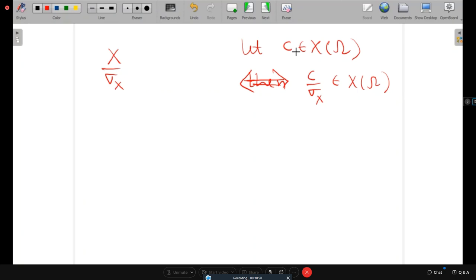It's a one-to-one correspondence. So for proving this theoretical result, you don't need any information about the random variable x. Is that clear? Yes, sir. Okay.